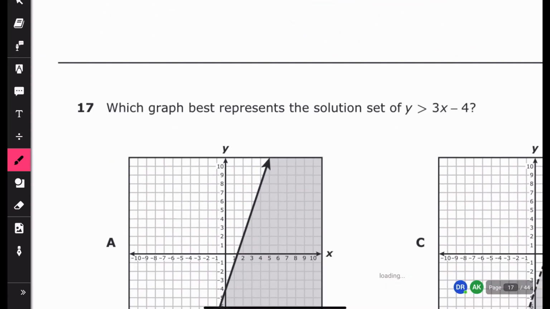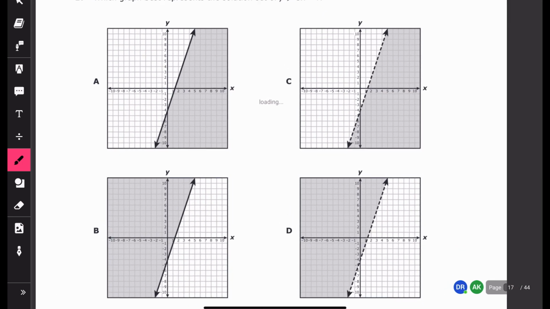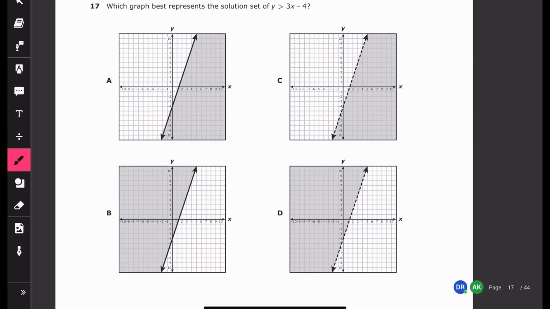Now going into the next, the 17th one. In the 17th one, which graph best represents the solution set of y is greater than 3x minus 4? So now here the slope is positive, it's greater than 3x minus 4, so all are positive slopes itself. But here y is greater. Greater means it should be above the line. And it should be a dotted line. So because it's greater than, it should be C or D. Greater than means it cannot be below.